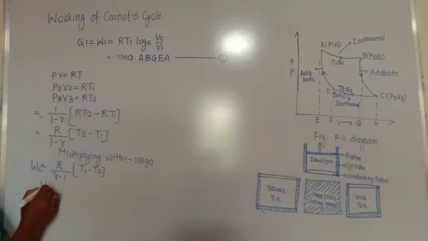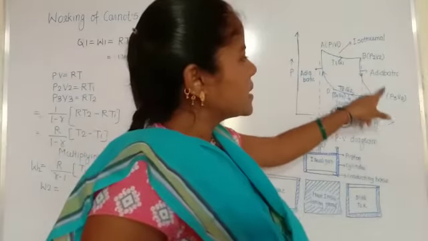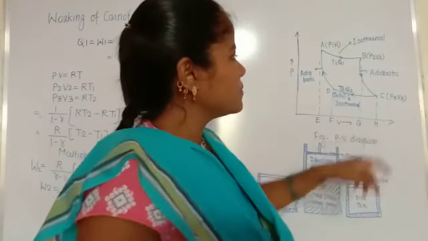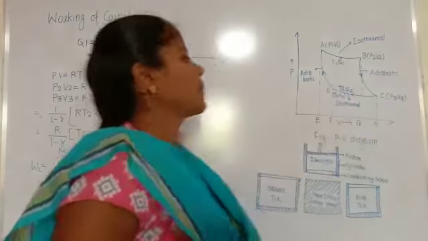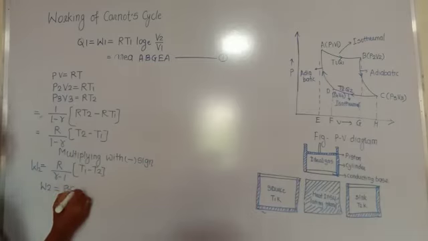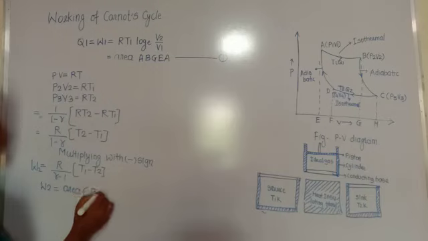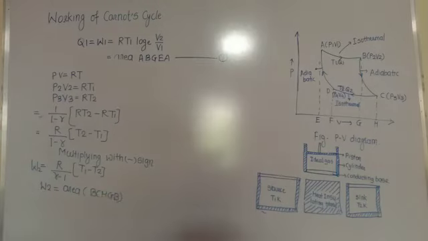And this W2 is nothing but denoted by the area, that is BCHGB. Okay, B, C, H, G and B. So this is the area of B, C, H, G and B. So this is the second equation.